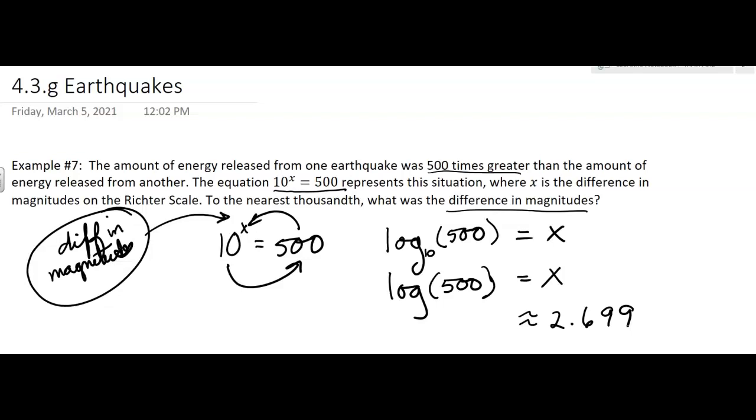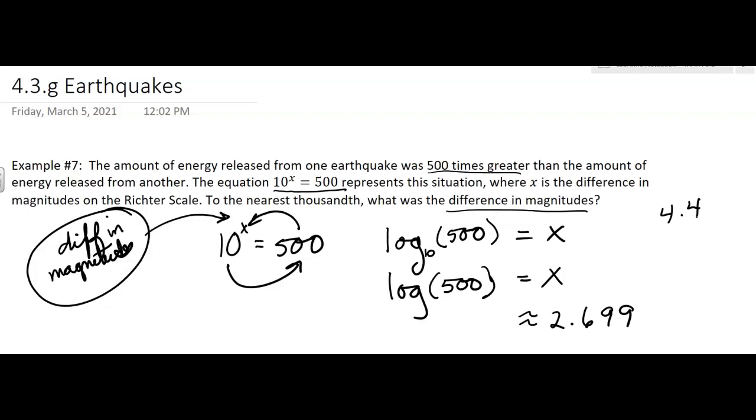So if you had a 4.4 earthquake, and then another earthquake hit that was 500 times greater, that's going to measure like 7.99 on the Richter scale. Do you see what I'm saying there? So sometimes people think, oh, it's a 4 earthquake and it's a 3 earthquake, on the Richter scale. But that really represents 10 times greater, okay?